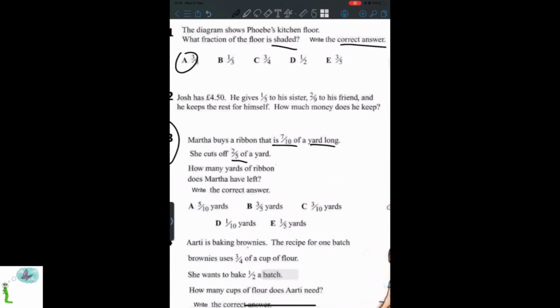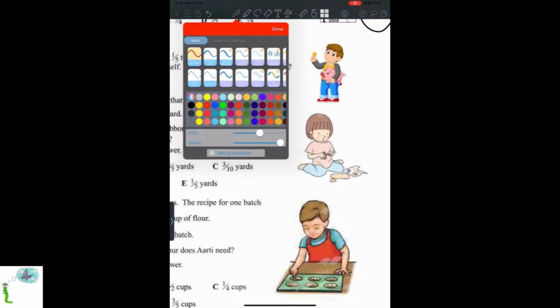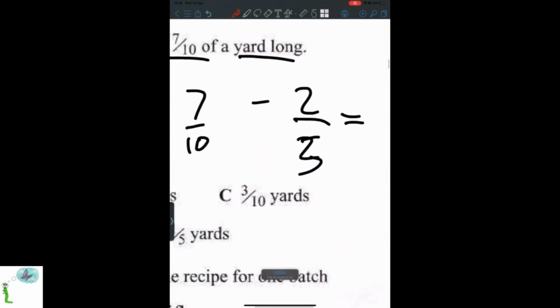So if you're cutting off, let's say, 7 meters, and you're cutting off 2 meters, what you're going to do is subtract them, because you're taking 2 meters off. So it'll be the exact same if you're doing 2/5 compared to 7/10. All you have to do is follow the laws of subtraction, which means we have to make this have the same denominator.